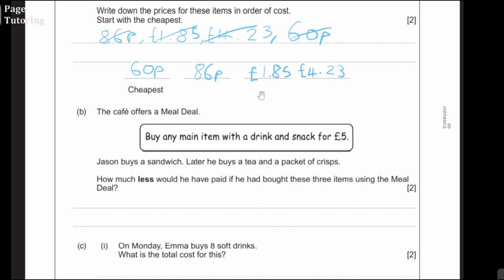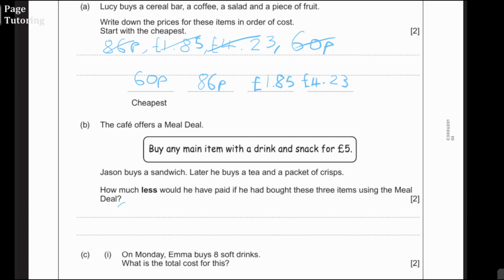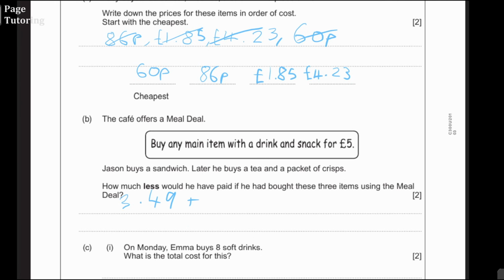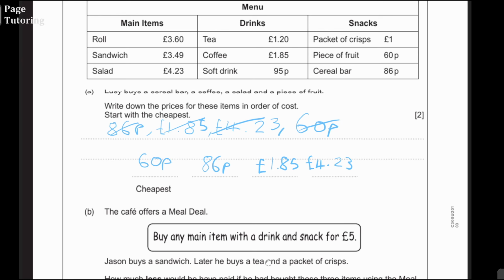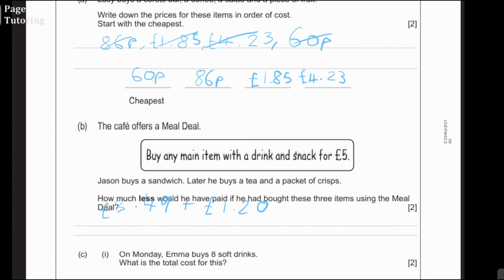Well, starting off, how much did he pay in the first place before the meal deal? Let's have a look. So we go up to our menu. So what did he get? He got a sandwich, that's £3.49. And then he got a tea, which is £1.20. And he also got a packet of crisps. Classic combination. So a packet of crisps is £1. I thought this was a good menu. £1 isn't that great actually for a packet of crisps. Okay, so let's add that up.